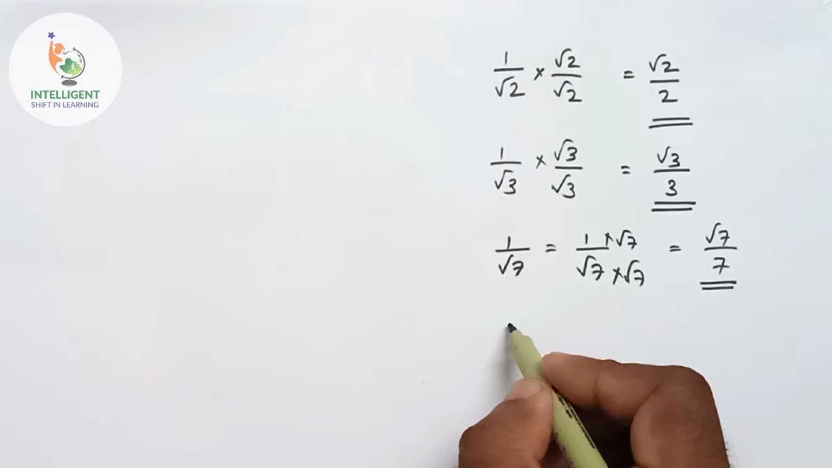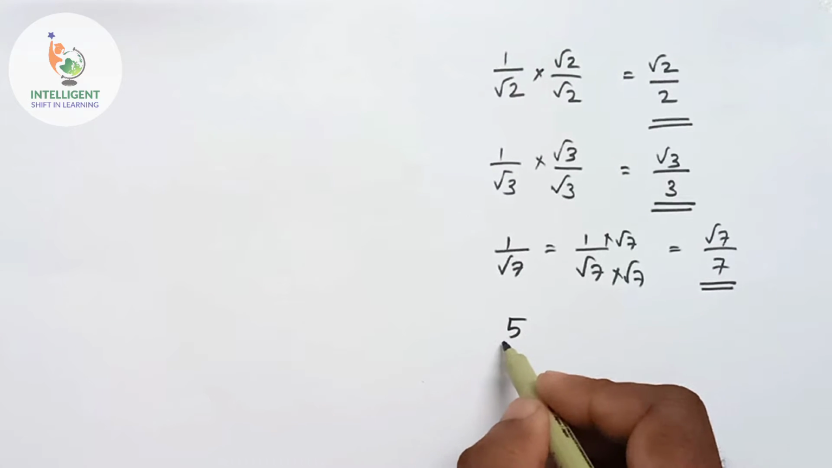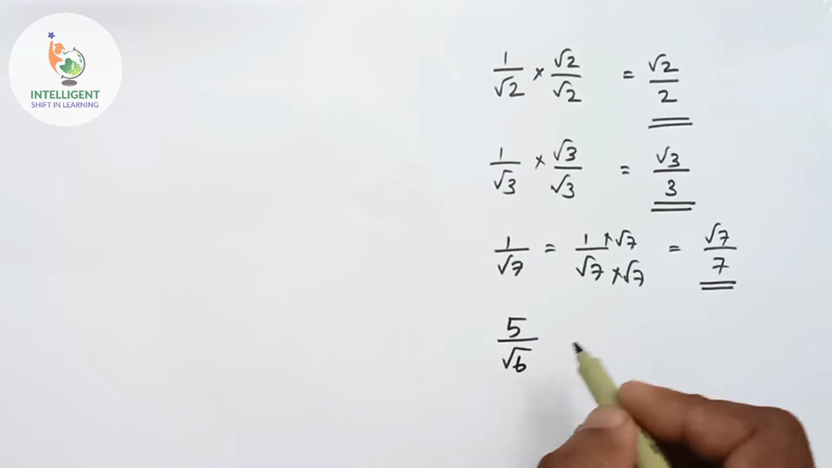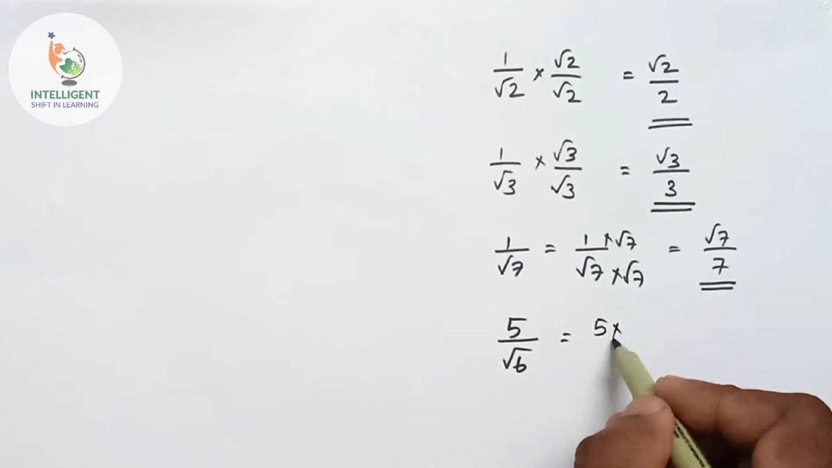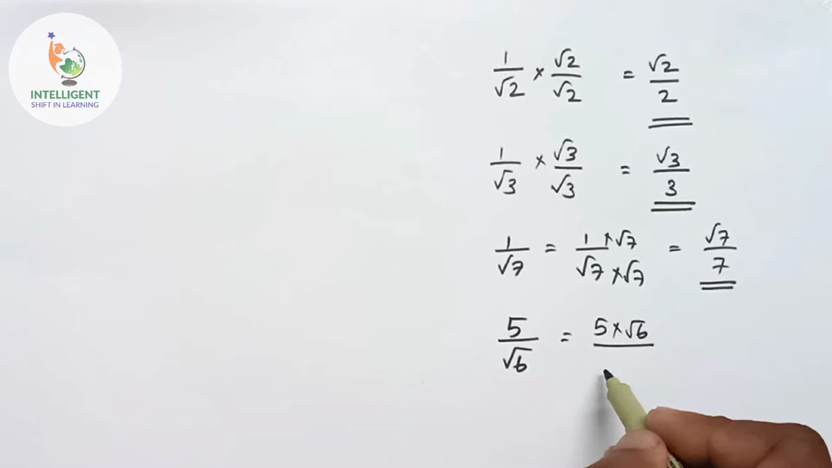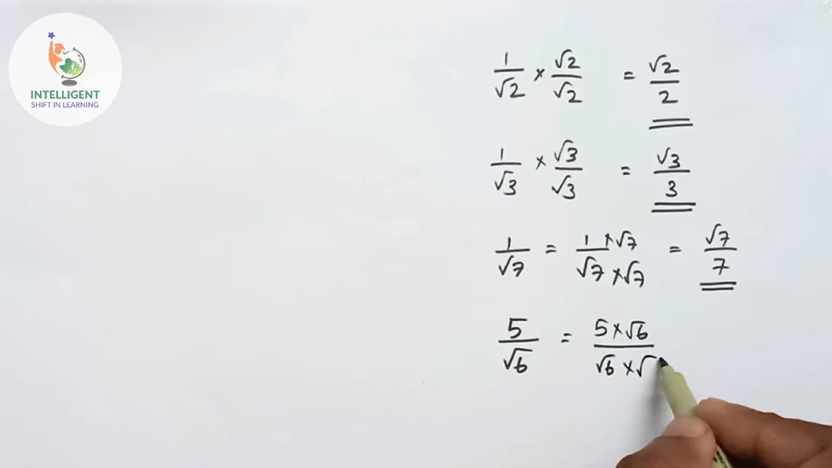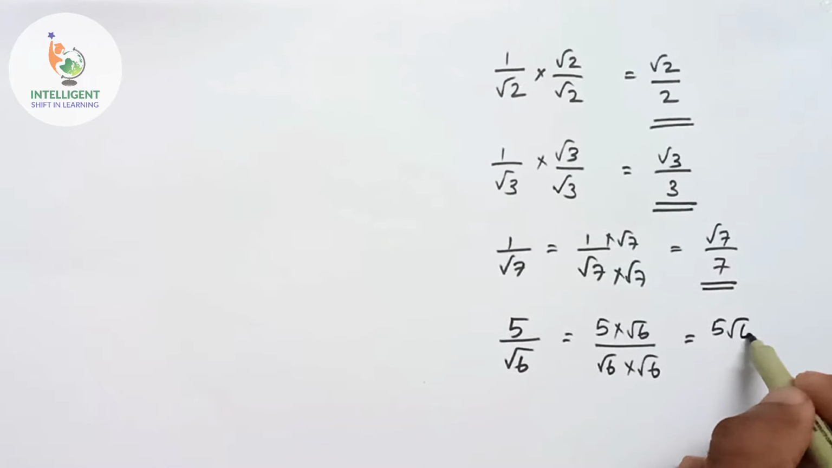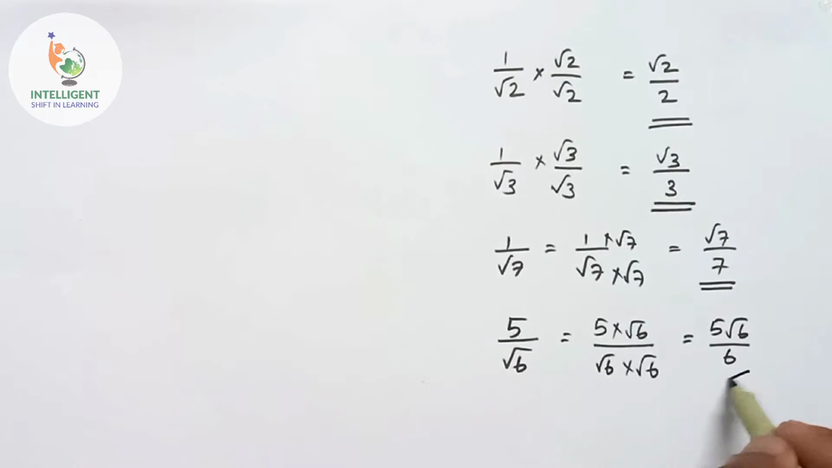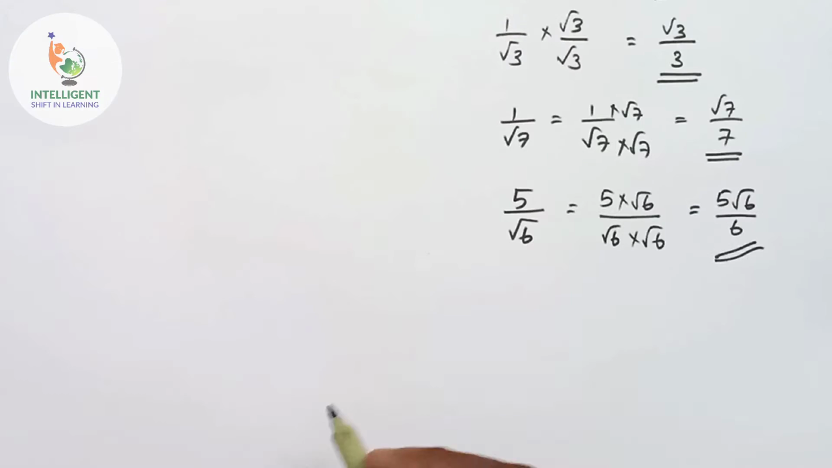Again, 5 by root 6, which can be 5 into root 6 by root 6 into root 6, which will be 5 root 6 by 6 with a rational number as denominator.